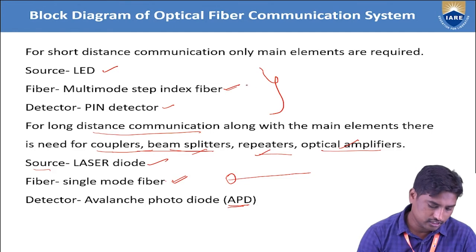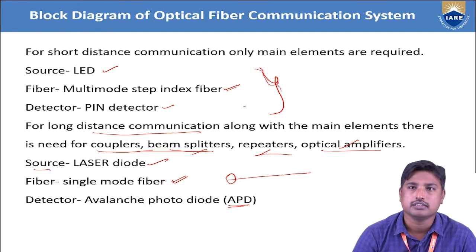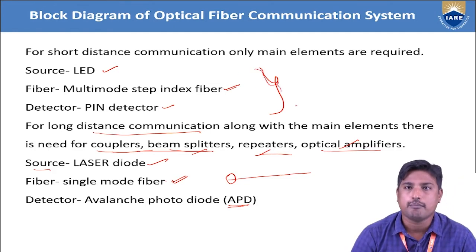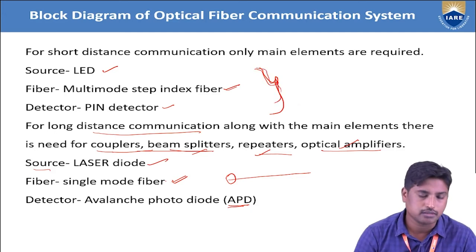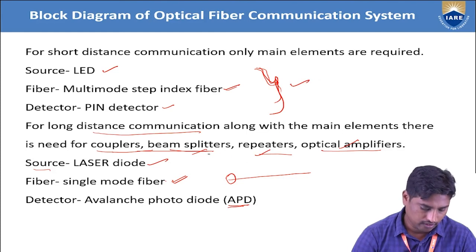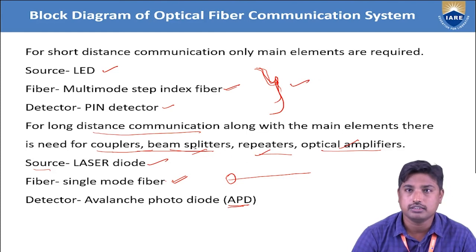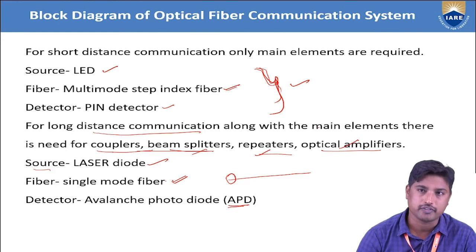So for the shorter distances, we are not using any repeaters or amplifiers. For shorter distance communication, these three elements are mainly required. Including these three, for the longer distance we are using couplers, beam splitters, repeaters and amplifiers also.